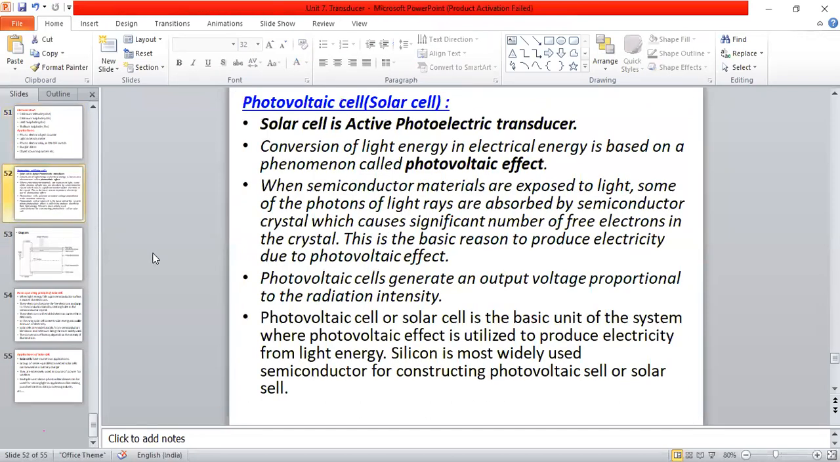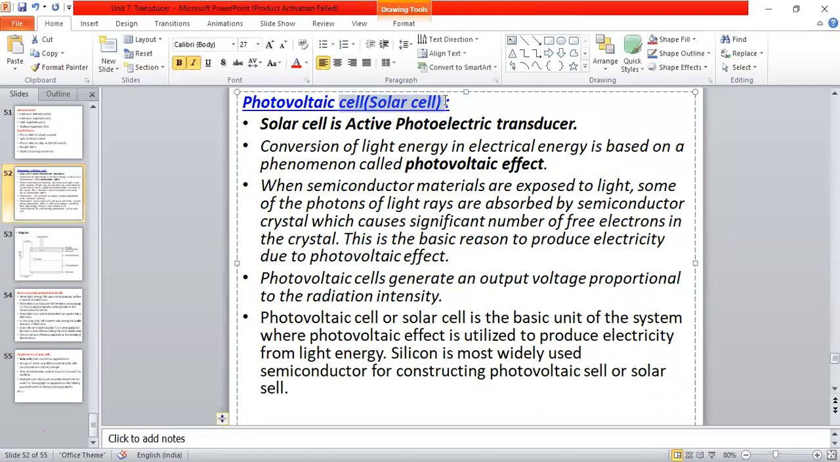That is the last topic of the 7th unit, called the photovoltaic cell or solar cell. I think you have already studied this in physics. Yes. Solar cell.